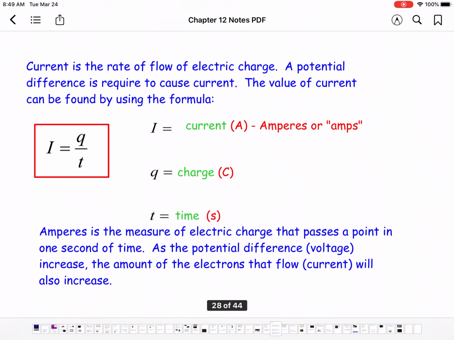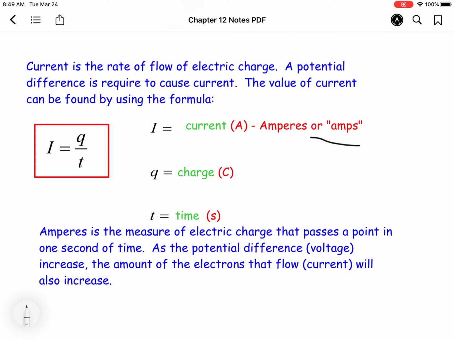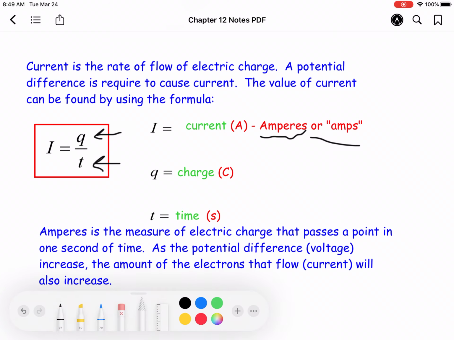the current in amps. We're going to use the term amps, not amperes. Amperes is the correct term, but amps is just so much easier to say, and everyone's going to go with that. Amps is the measure of electric charge that passes a point in 1 second of time. So it's how much charge per 1 second. That's really the gist of it. It's measured with I for current. I don't know why I stands for current, but it's just another variable that we have to understand.